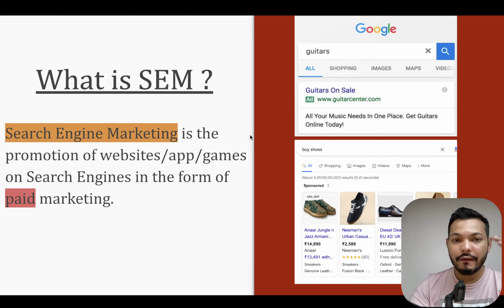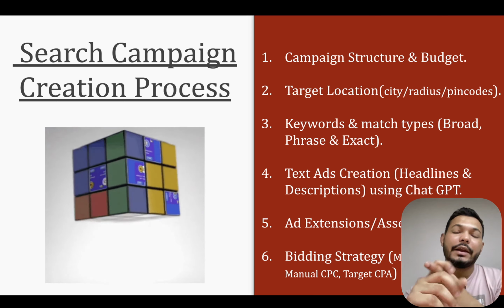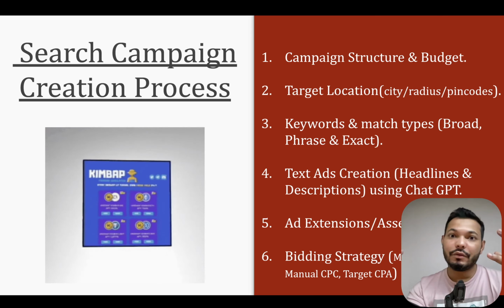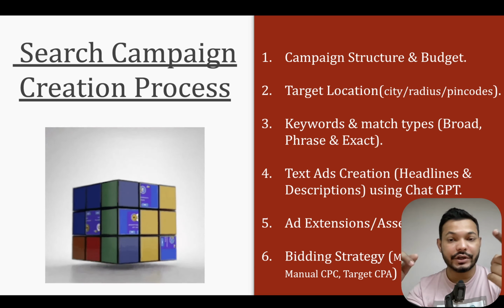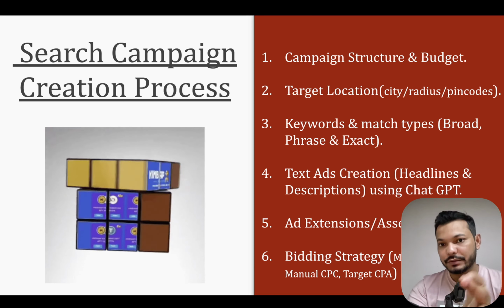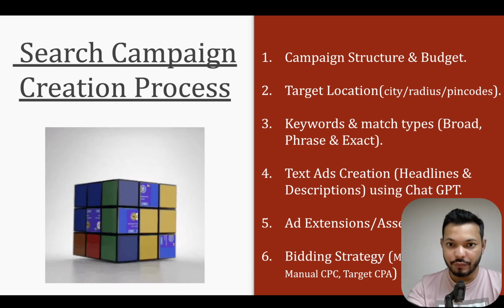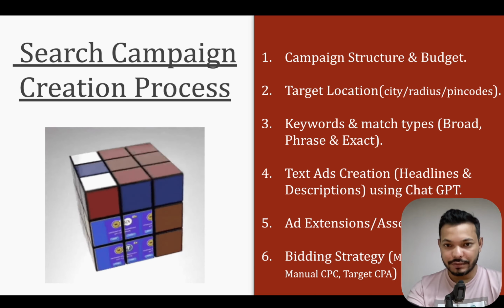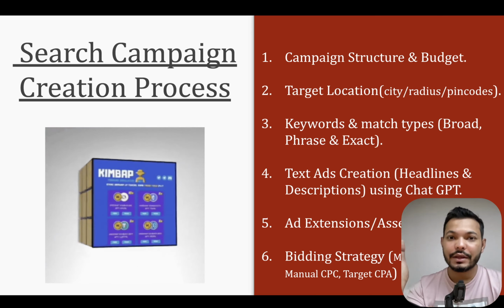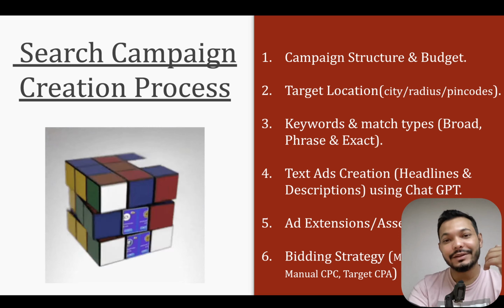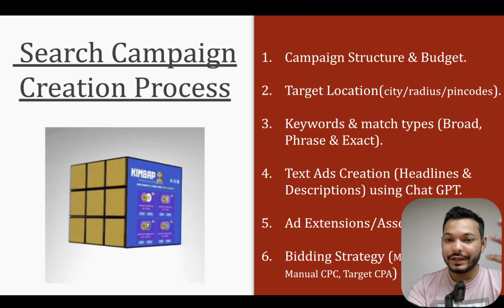But here in this video, we are going to talk about making and managing search campaign using 6 different steps. That's right. It starts with campaign structure. How do you structure the campaign and assign a budget to it? What all location you add in the campaign? Do you add location in form of a city, a radius, or by pin codes? What keyword match types you add in the campaign? Is it broad, which means way more in number, phrase, which means very precise in number, and exact means very, very narrow in number. Number means how many people you want to show the ads to.